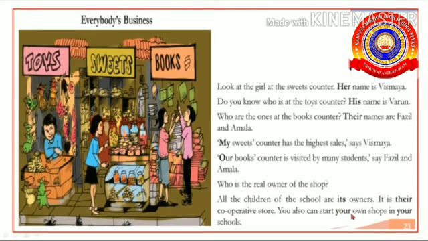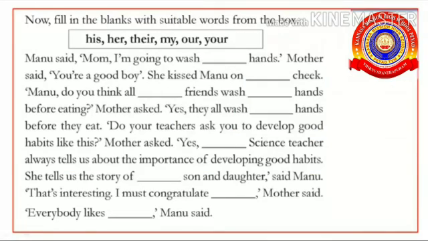Look, dear children, here some words are darkened. Her, his, their, my, our, its, your, etc. are examples of possessive pronouns. Now, fill in the blanks with suitable words from the box. From the box: his, her, their, my, our, your. These pronouns you can use to fill the blanks.